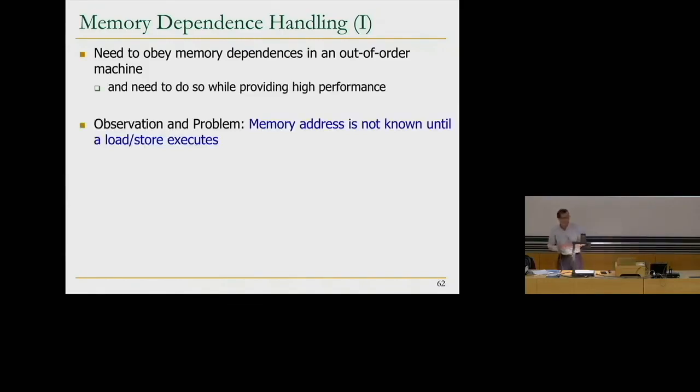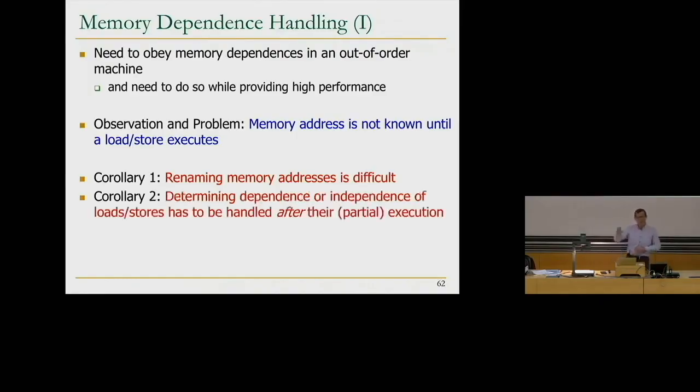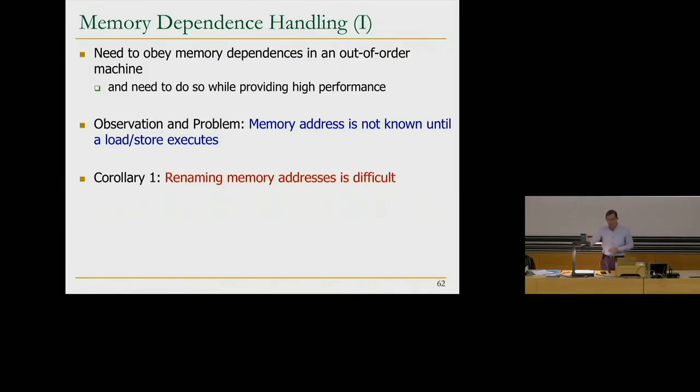The key observation and key problem is that the memory address is not known until a load or a store instruction executes. So the first corollary is that renaming memory addresses is difficult because of this. You cannot do it at the decode stage. If you really want to do renaming, you need to do it over here. But that's too late because things are already out of order over there. The beauty of renaming was that when you're doing the renaming, it's in order, so you can link the producer to the consumer correctly. Here, it's a mess. Because one instruction may have generated an address in some way, another instruction may have generated an address another way.